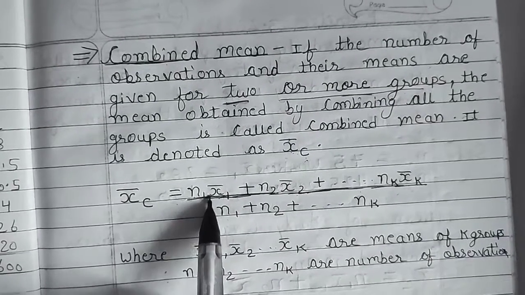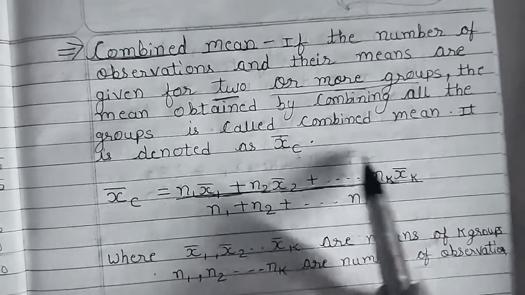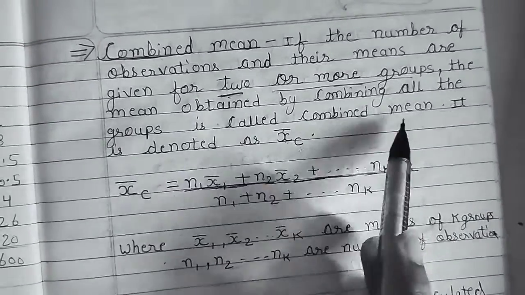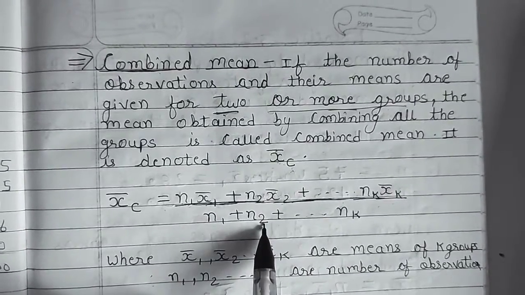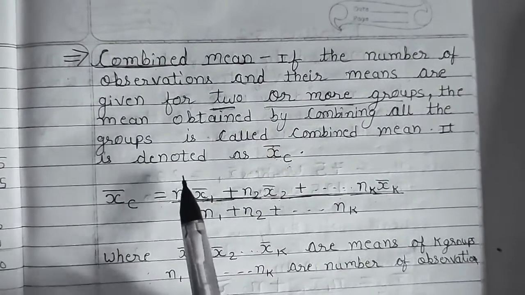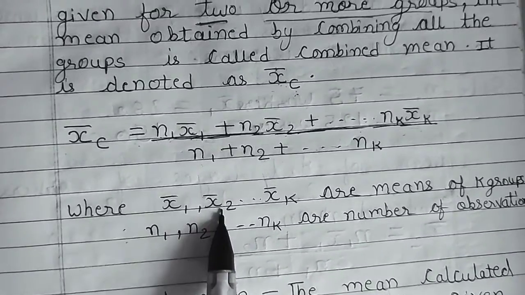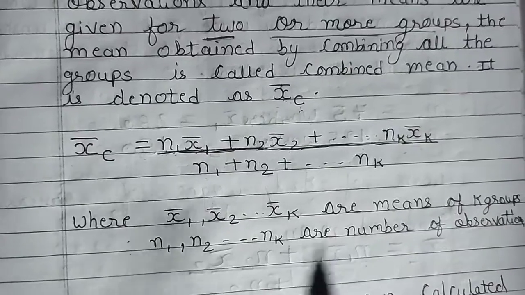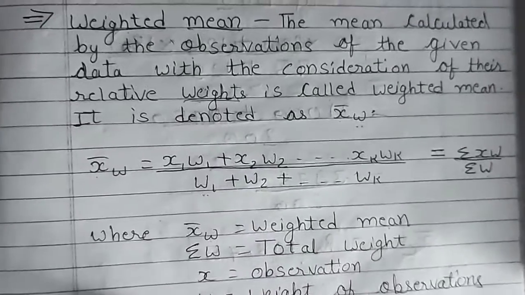Combined mean formula is n1 x bar 1 plus n2 x bar 2 plus till nk x bar k, divided by n1 plus n2 till whatever the observations given. Here x bar 1, x bar 2 are the means of k groups and n1, n2 are the number of observations.